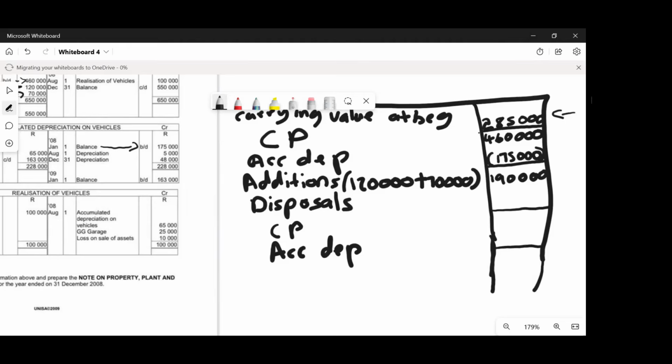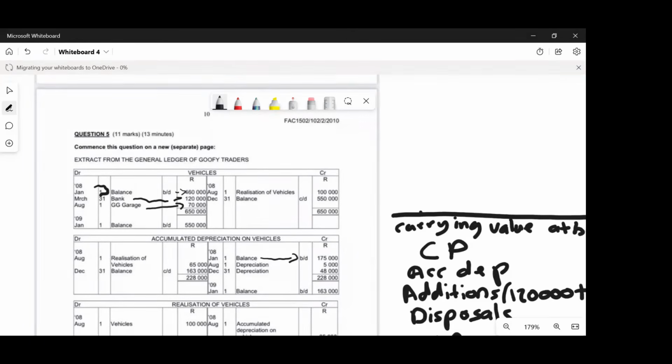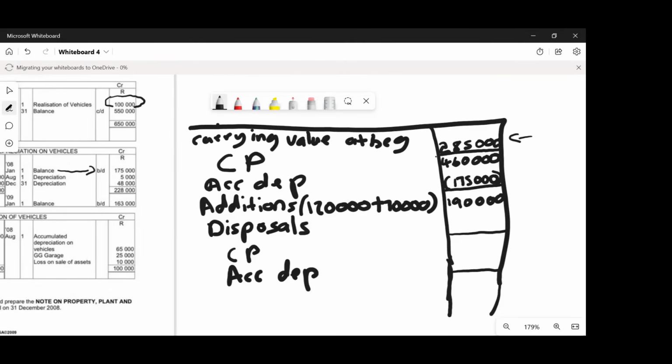So we come back to our T account. We figure out, okay, let's look at the vehicle. On the credit side of vehicle, it shows that we sold an asset, which was worth how much? Do you see that? Yes. Which is 100,000. Do you all agree? That's our cost price.